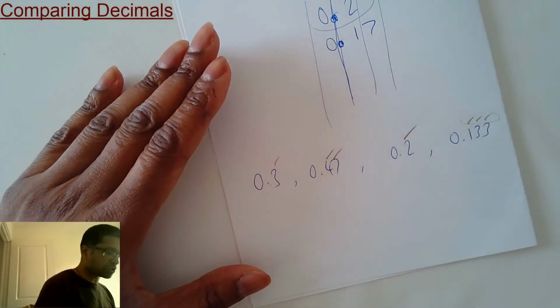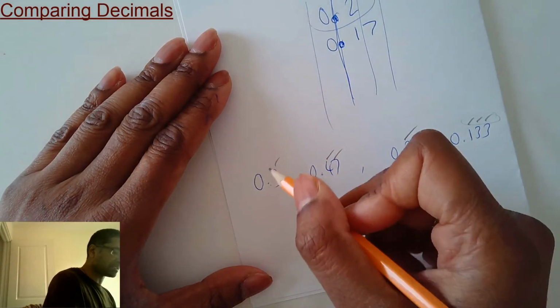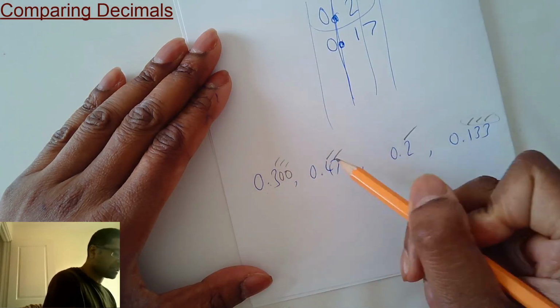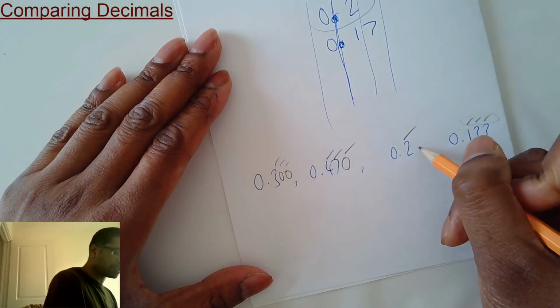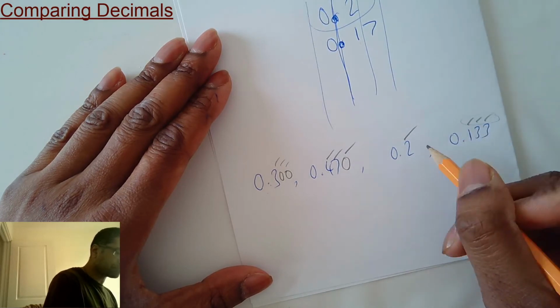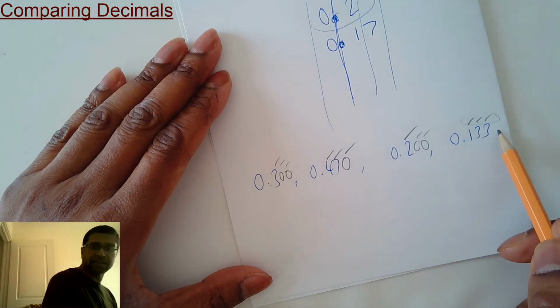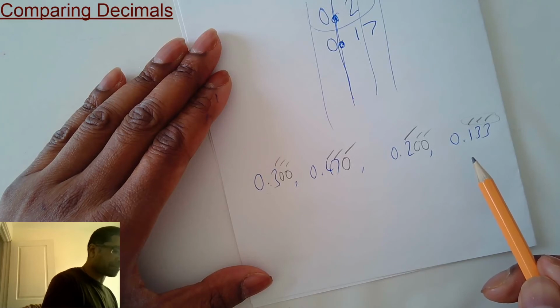So you've got to make sure there are 3 digits after the decimal point in all the numbers in this question. So stick 2 zeros there, that's 3 digits. Stick a 0 there, that's 3 digits now. How many zeros do we need here? We don't need to put anything at the end of this because it's already 3 digits. So now it's easy to compare.